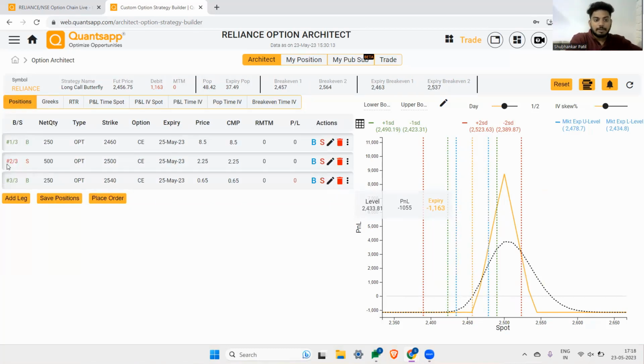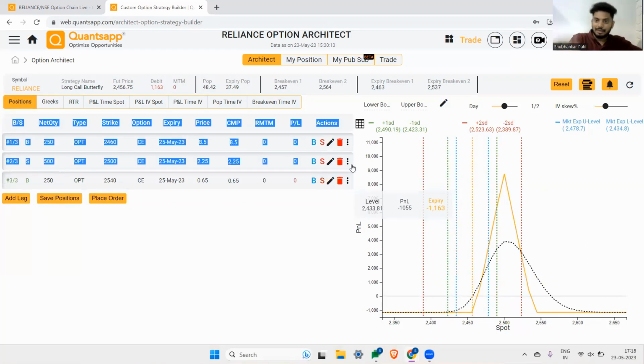So the catch with the butterfly is to go ahead and sell the legs where you expect Reliance to move. So whatever your target is, let's say in this scenario my target is 2500, I'll go ahead and sell the legs at 2500 and I will buy the wings ahead of that. And these are a few of the bullish strategies.